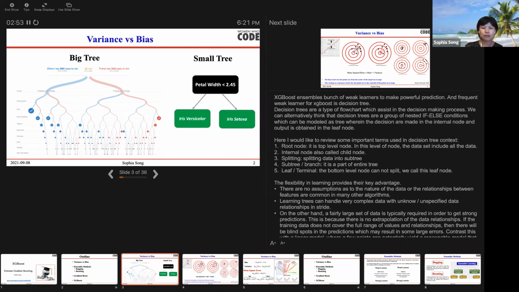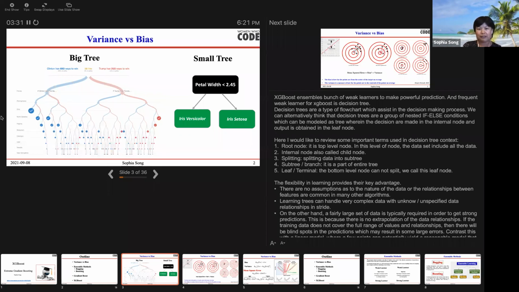Another important component is the leaf, the terminal, at the bottom level. From the bottom level node, we get the output from the model. But for the decision tree, it's based on your business purpose or your data set. If your business purpose is pretty simple and your data set is pretty small, in this situation you can build a small tree.